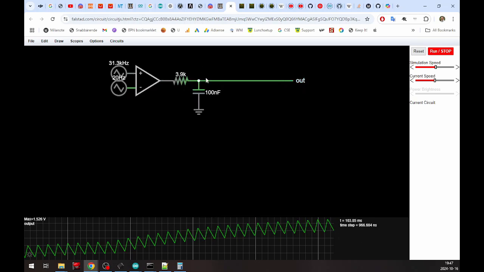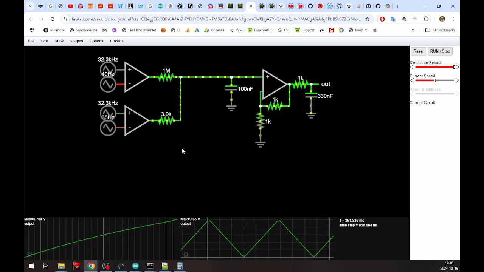So what do we do then? We found this middle value here, that it's fast enough, but a little bit too much ripple. Well, what you can do is you buffer the signal and you put another low pass filter after it. So that is what we've done here.